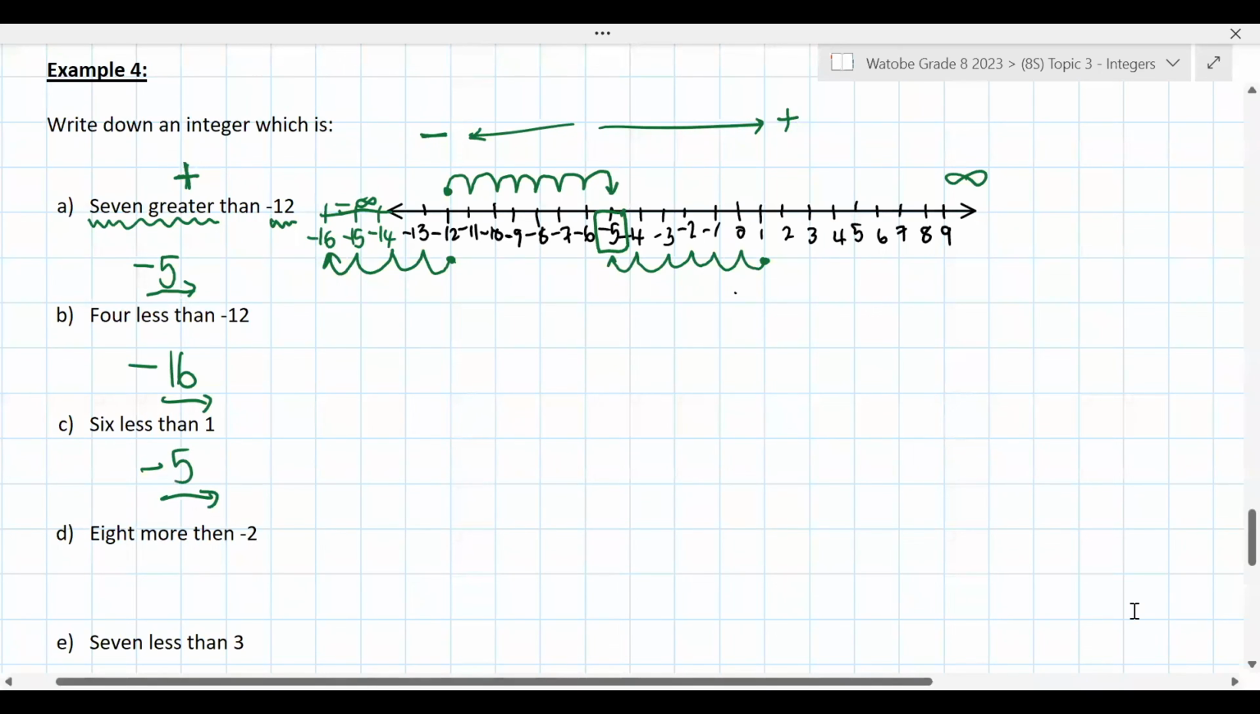Okay. That was good. It was just a hard one. Well done. It was a hard one. So 6 less than 1. I'm starting with 1 and I'm taking away 6, which means I'm going to end up on the negative side of my number line. Nicely done, though.